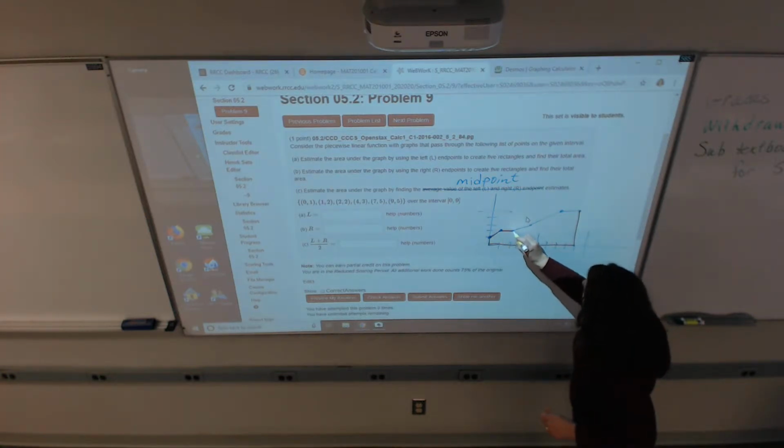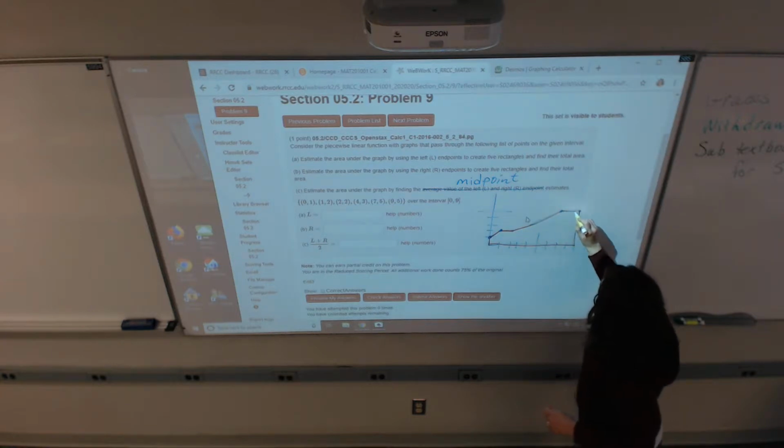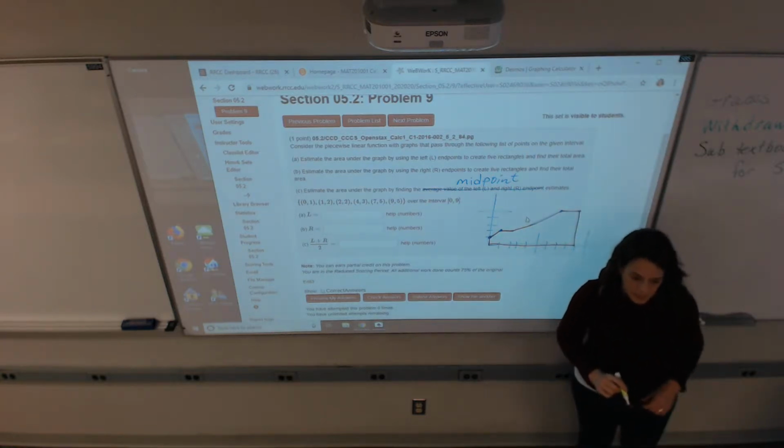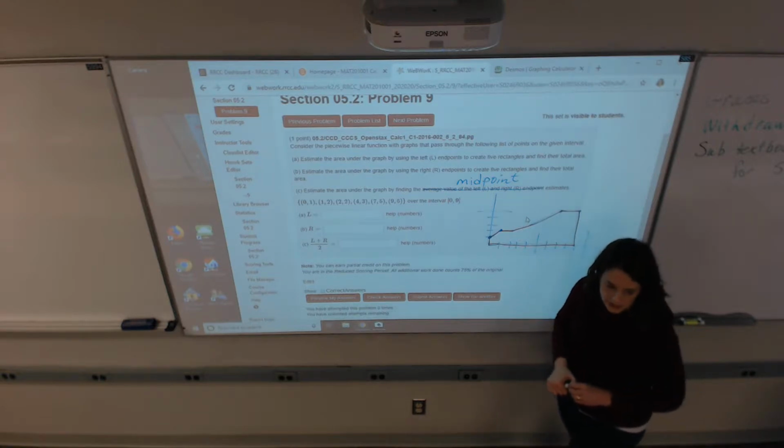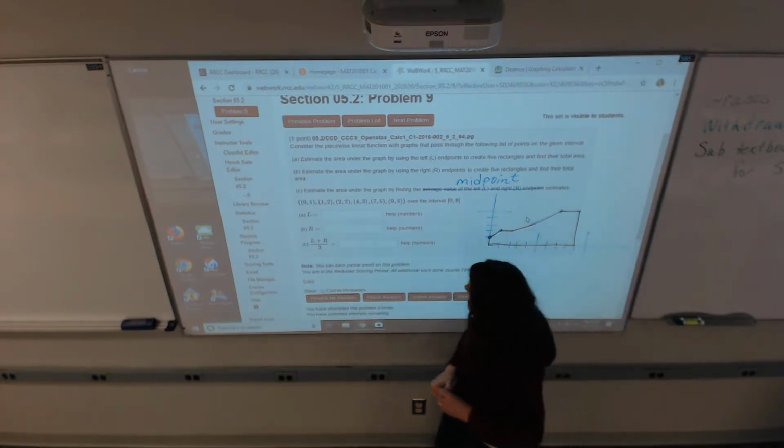Why does the x-axis get to be a boundary? It always gets to be a boundary unless you're integrating with respect to y. It's always between the axis and the function. That's where the area is found.